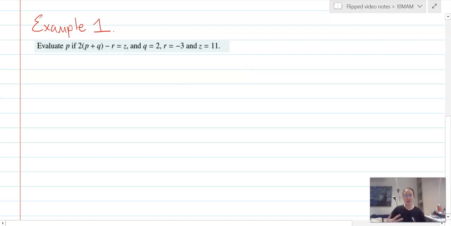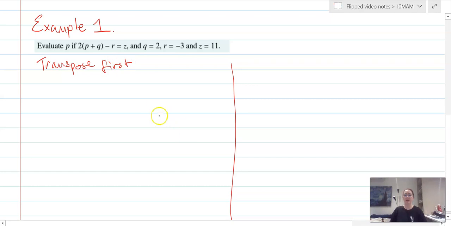So it's saying evaluate p. So remember, evaluate means tell me what the answer is, solve it. If 2 times (p plus q) minus r equals z, and we have values for q, r, and z. So we have values for everything in this formula apart from p. Now there's two methods that we can work with here. The first one is transpose it first.